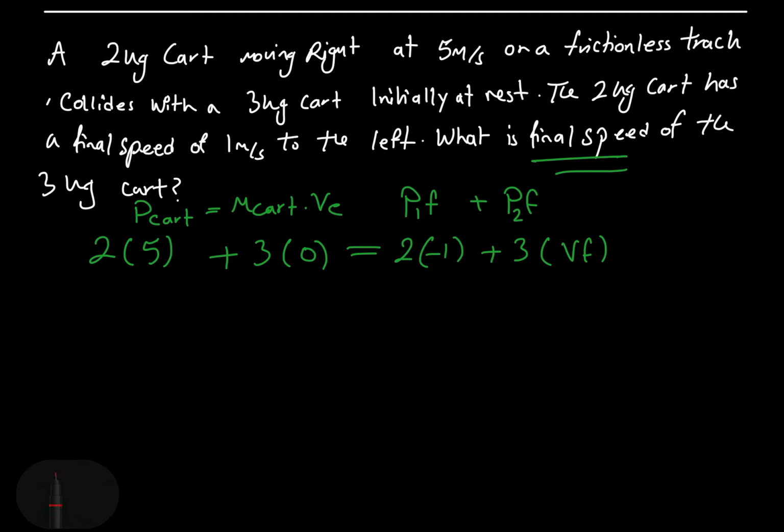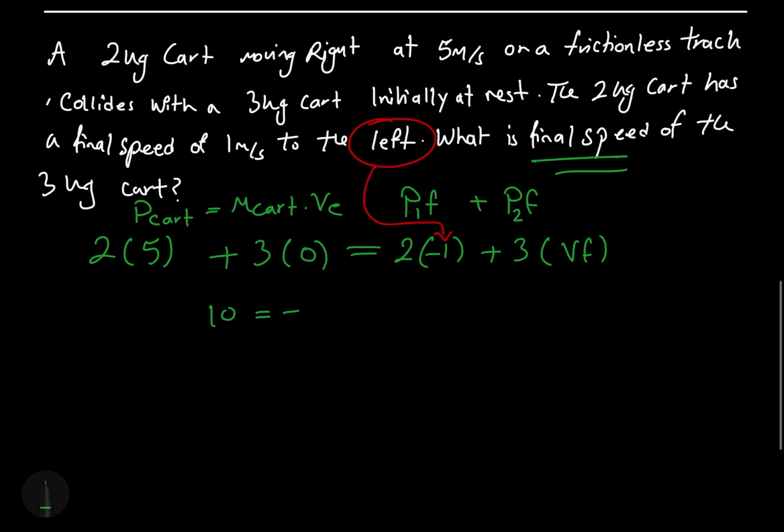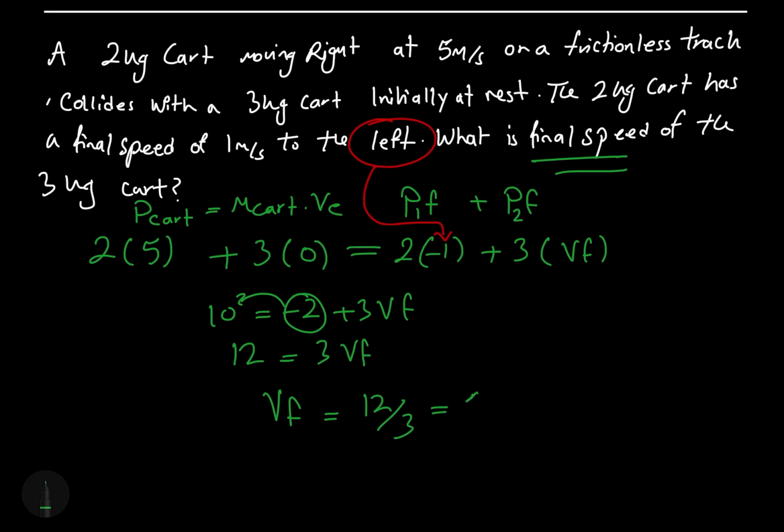A lot of students also tend to forget the fact that this is moving to the left. That's why we have negative 1 meters per second. Make sure you put that there, otherwise you're going to get a completely different answer. Now you get 10 equal to negative 2 plus 3 times the final velocity. If you bring this 2 to the left side, you get 12 is equal to 3 times final velocity. So the final velocity of the other cart is 12 divided by 3, which is 4 meters per second. And that's it.